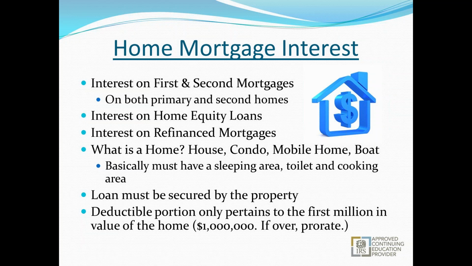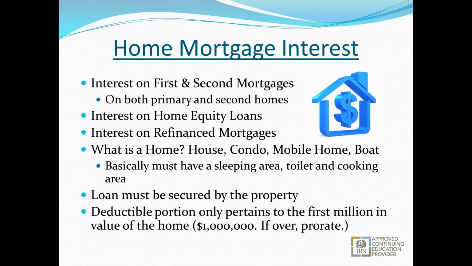The deductible portion also only pertains to the first $1 million in the value of the home. If you are over $1 million in value, you need to prorate it. So if you are buying a house that's worth $2 million and you're trying to deduct the interest, you can only take half of the interest on that mortgage because you're prorating, and $1 million is half of two, and so on and so forth.